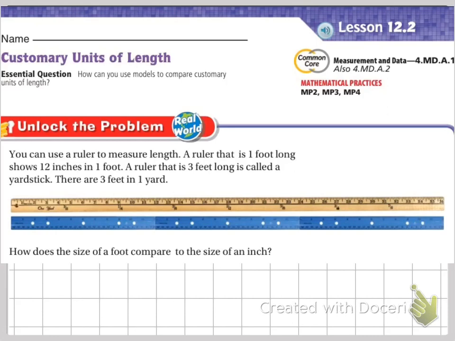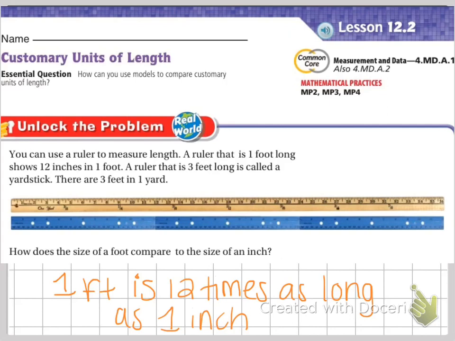And we're going to jump to this question on the bottom here. How does the size of a foot compare to the size of an inch? So I know that a foot is greater than the size of an inch, and that it takes 12 inches to create an entire foot. So 1 foot is 12 times as long as 1 inch.